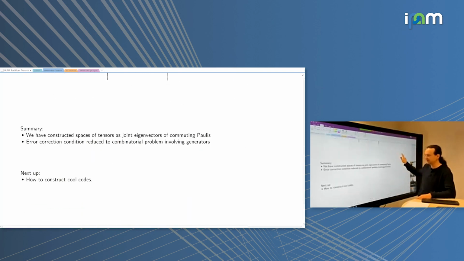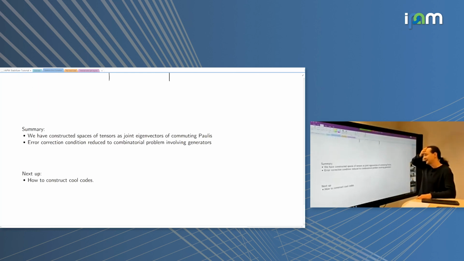So here's a summary of my first part. We have constructed spaces of tensors as joint eigenvectors of commuting Paulis, and the quantum error correction condition now reduces to a combinatorial problem involving the generators. So we come from a tensor problem, which is usually unsolvable, to a combinatorial problem, which is usually just horrible. So from hopeless to bad, we've improved. But bad is still pretty bad.